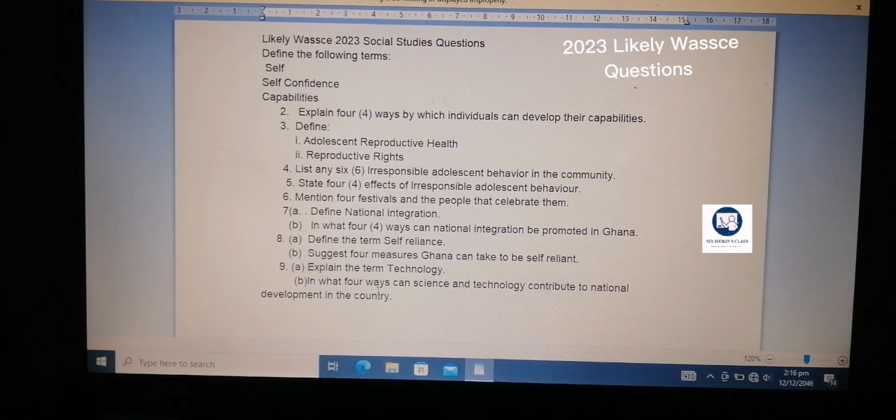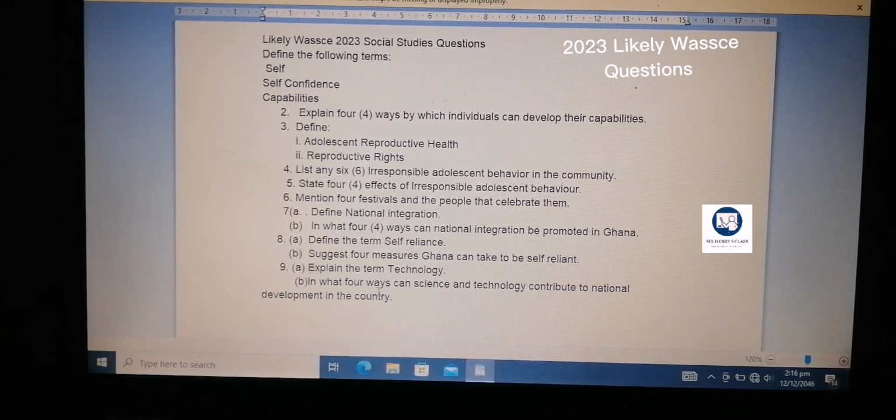So these are some few questions that we have. We'll come your way with more of them, but now this is what we have. We are hoping and praying that in our WASSCE we'll meet similar questions like this. And please, these are not leaked questions. These are some projected questions that are likely to be seen in our WASSCE.